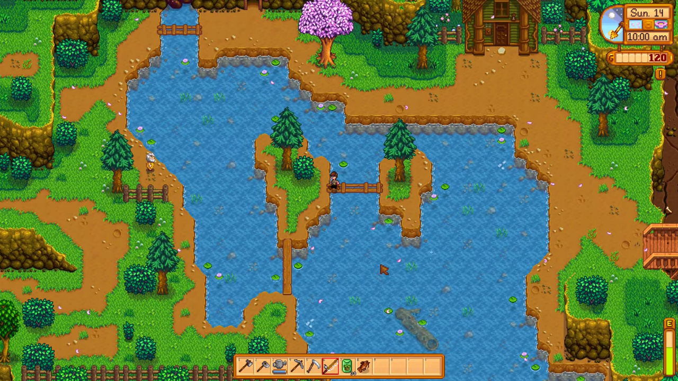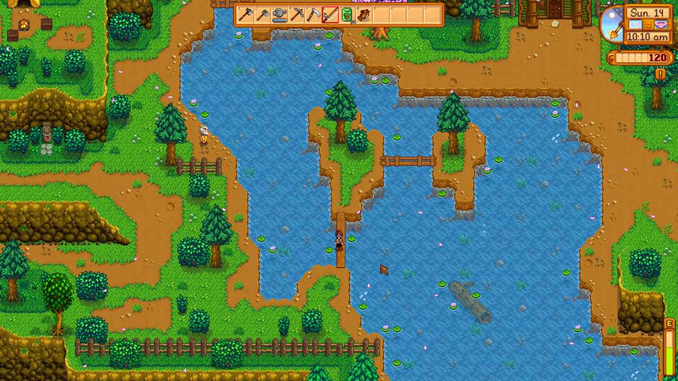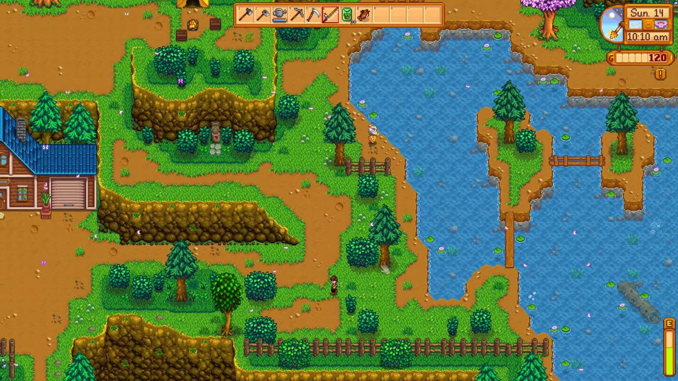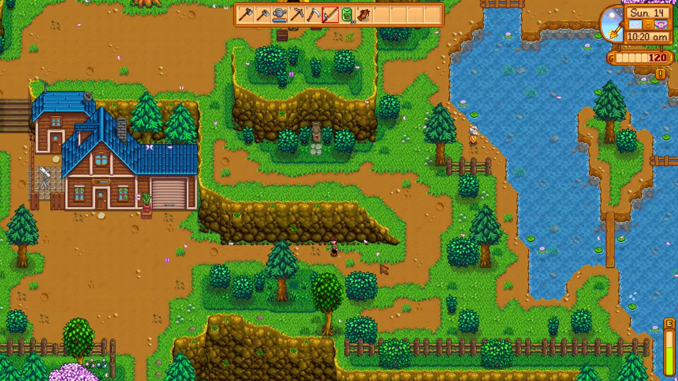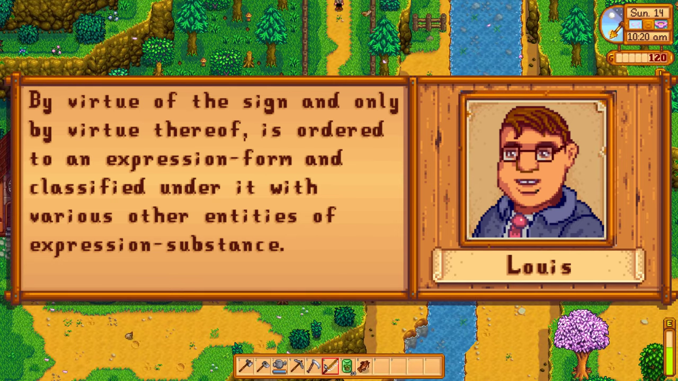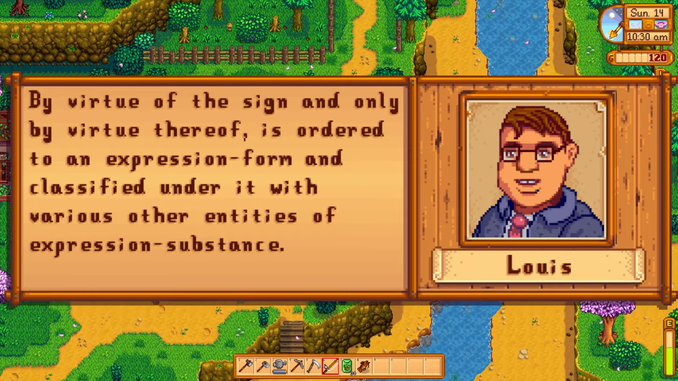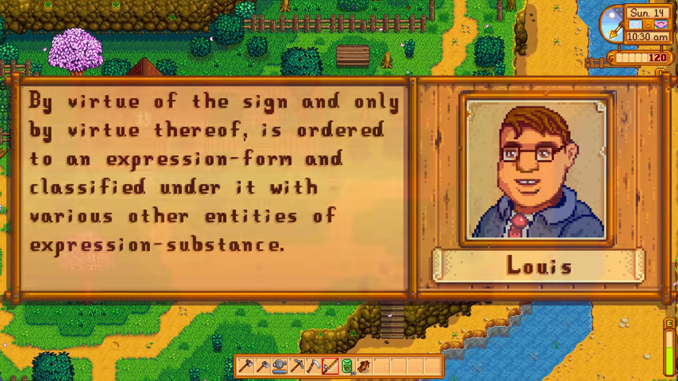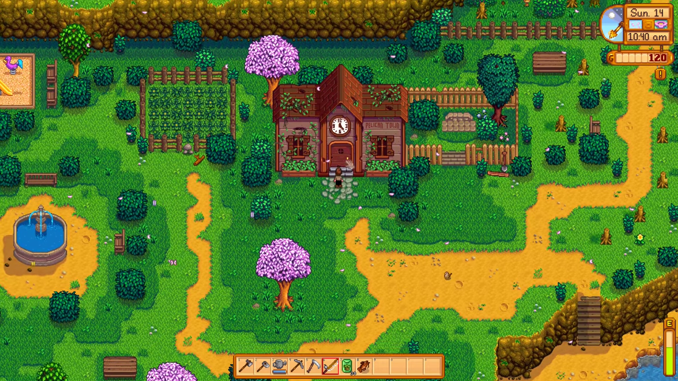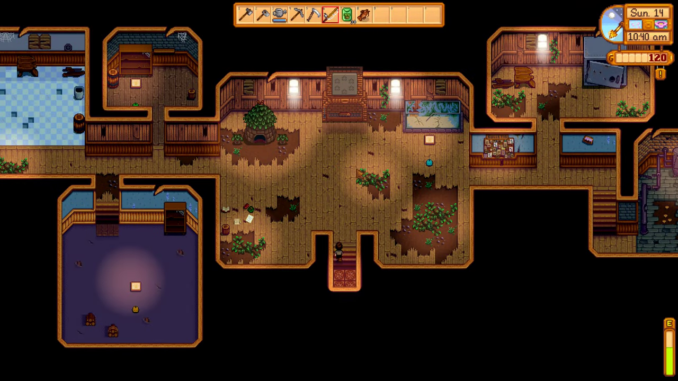When it comes to expression, much of the same occurs. The word tree, as a unique combination of sounds, is an entity of expression substance. And, in his words, by virtue of the sign, and only by virtue thereof, it is ordered to an expression form and classified under it with various other entities of expression substance. It's thus that a sign is double-sided. It's impossible to separate content and expression.